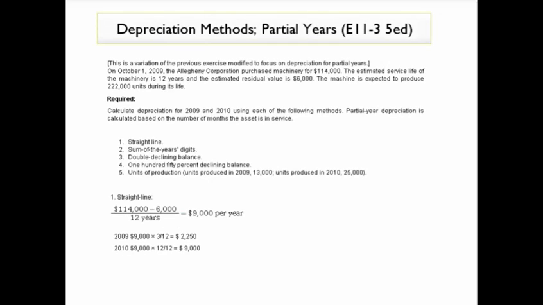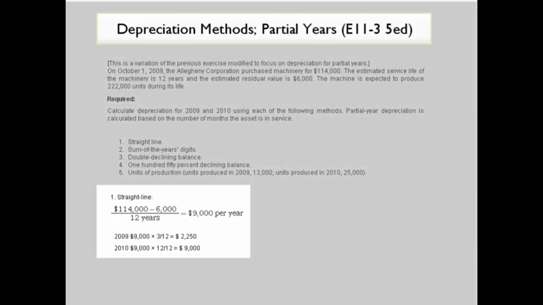To calculate depreciation for the 2 years using the straight line method, we take the purchase price, which was $114,000, and we subtract off the estimated residual value of $6,000, and then we divide what's left, which I call the depreciable base, by 12 years, which is the useful life of the equipment, and we come up with straight line annual depreciation of $9,000 per year.